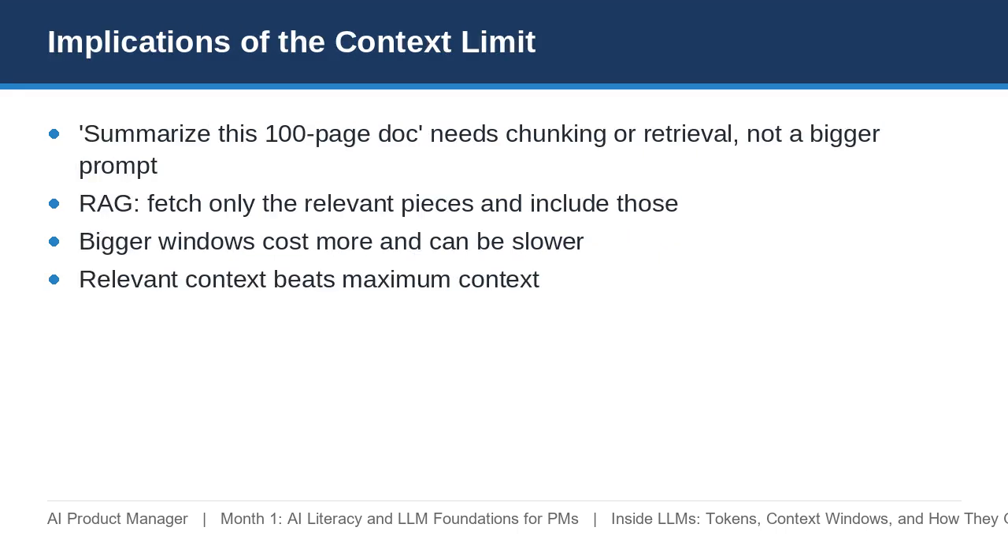The context limit shapes what's feasible. You can't just paste a 100-page document and expect magic. You need techniques like chunking, summarization, or retrieval-augmented generation, where you fetch only the relevant passages. Bigger windows exist, but they cost more and can be slower, so the goal is relevant context, not maximum context.